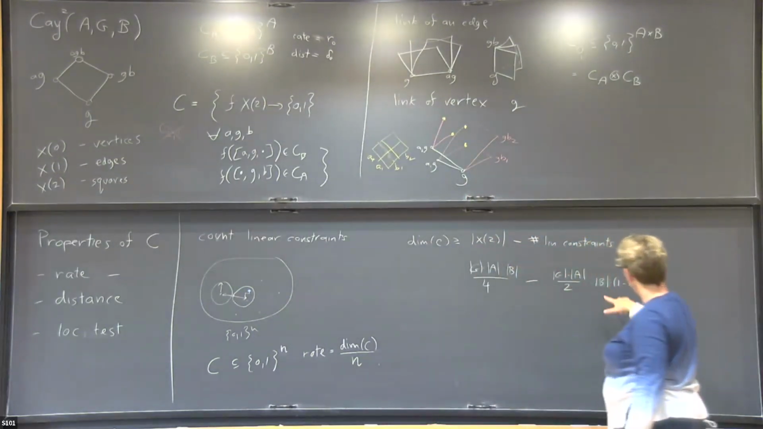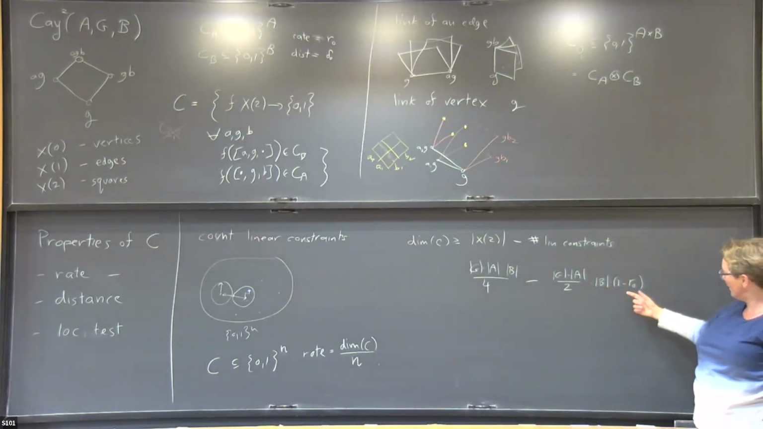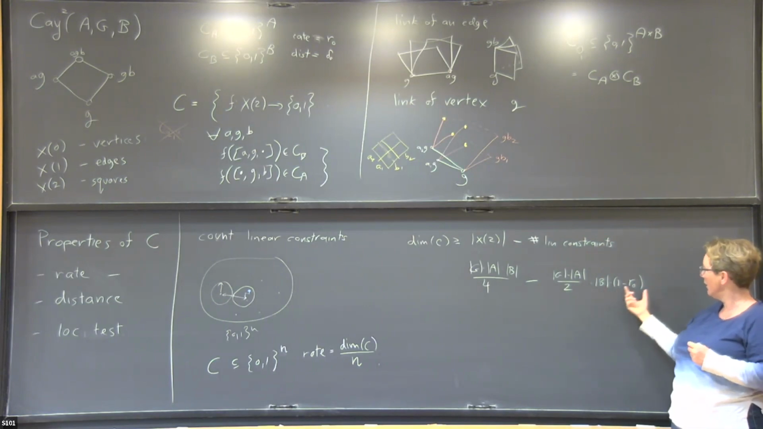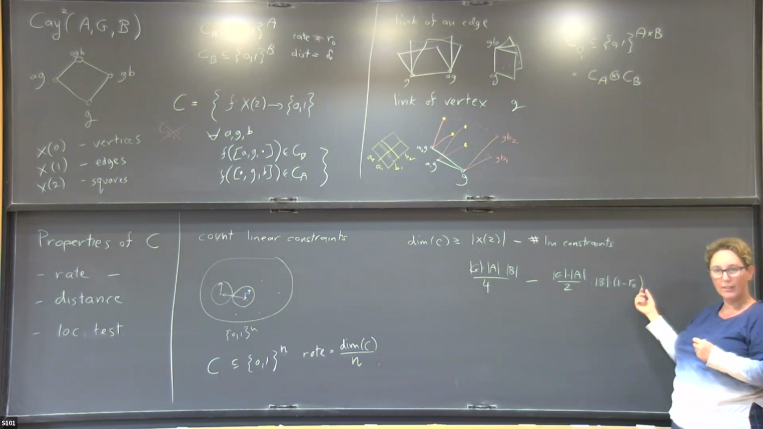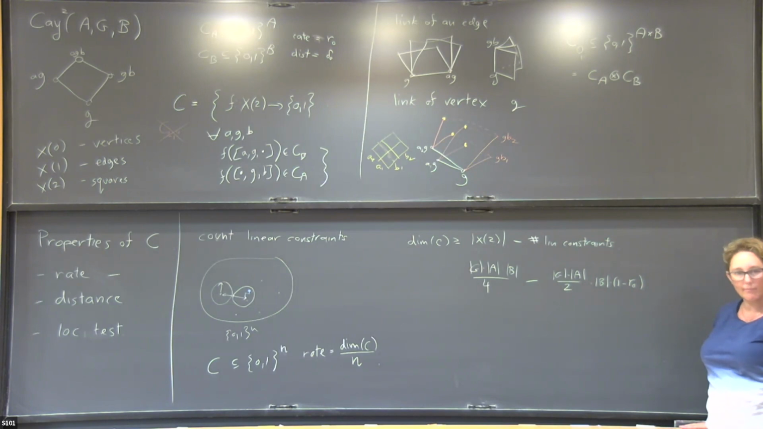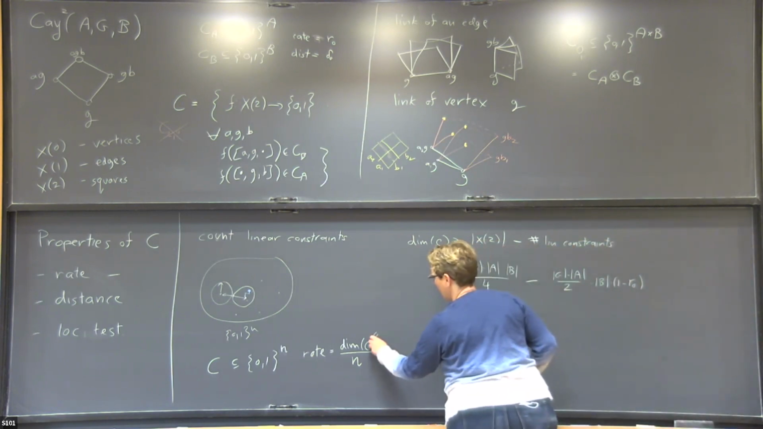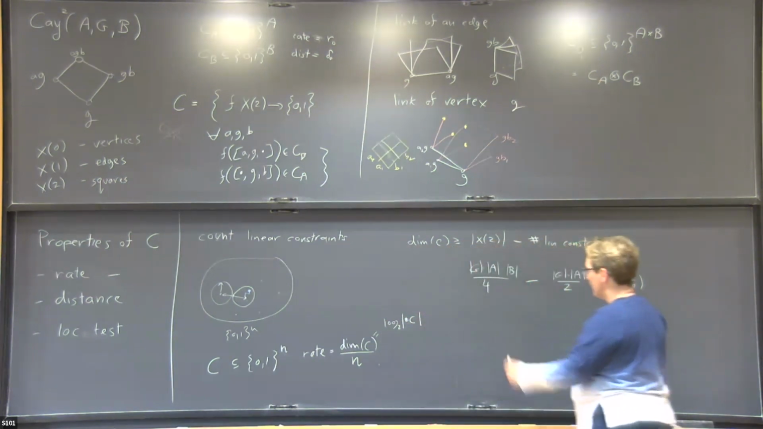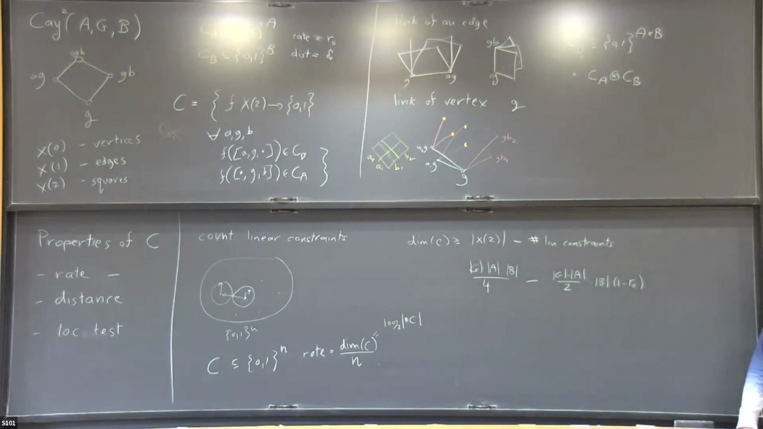So if the rate is R naught, it means that the dimension of the space inside {0,1} to the B is... Simple question: dimension of C means just log 2, right? Right, exactly. Or the number of linearly independent vectors, the log to the base 2 of the number of words in C. Really, you could do everything over a bigger field, right? Everything, yeah.